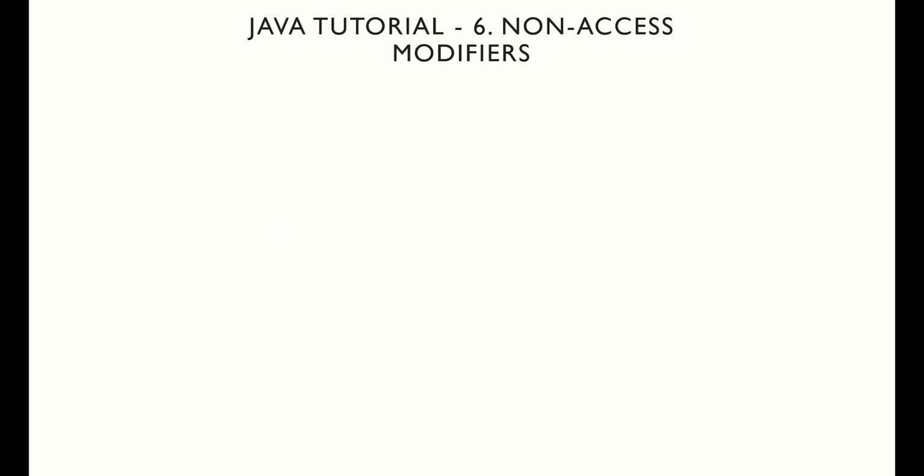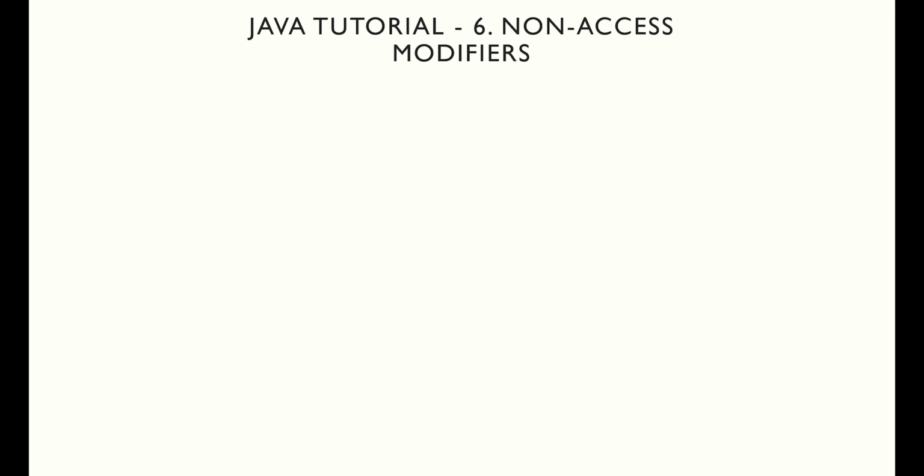Hello everyone. In the previous video of the Java tutorial series, access modifiers, we saw there are two types of modifiers in Java: access modifiers and non-access modifiers. In this video, we are going to look at the non-access modifiers in Java. The modifiers in Java are generally keywords that are added to definitions to change meanings.